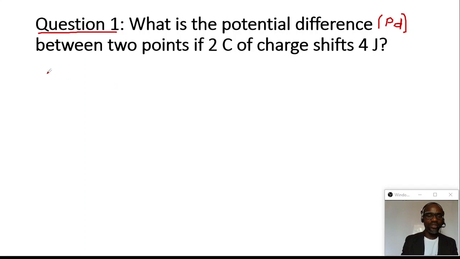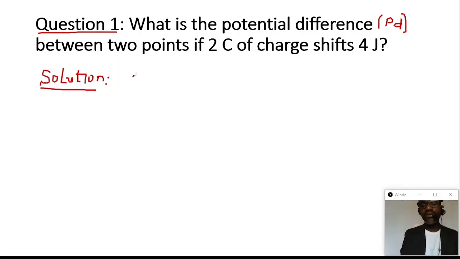So how do we solve this? Very simple. First of all, we write down our solution. By the time we get our solution, everything falls into play. So we write it down for clarity purpose so that we know when we are solving and what we are solving. This represents our solution. Now the next thing is for us to bring out what we're looking for. So we're looking for PD, because that's the question.